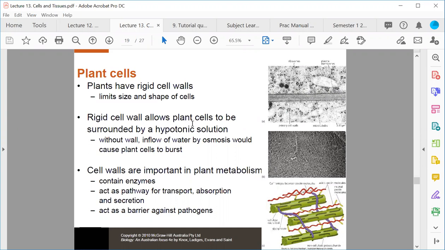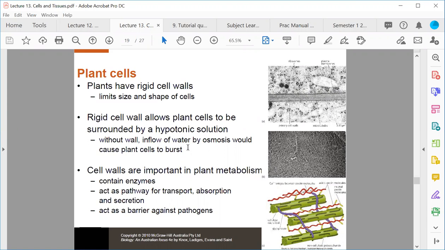We've seen in the previous lecture that the presence of a rigid or semi-rigid cell wall allows plant cells to be surrounded by a hypotonic solution. That is a solution that has a lower concentration of solutes than the concentration of solutes that you would find inside the plant cell. Without that semi-rigid cell wall, the inflow of water from that hypotonic solution by osmosis would cause plant cells to burst. But of course that doesn't happen because the cell walls prevent cells from lysing.